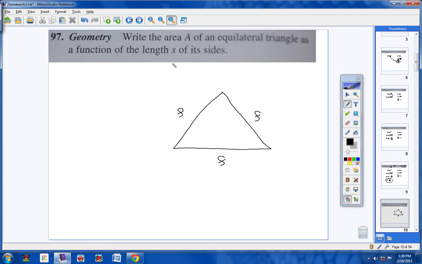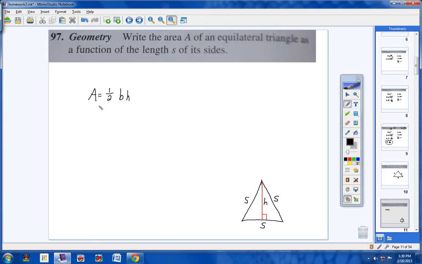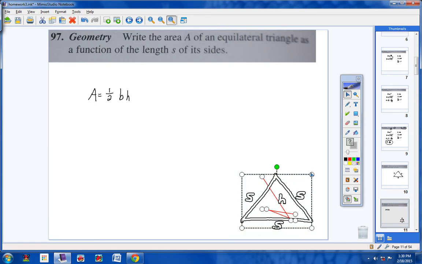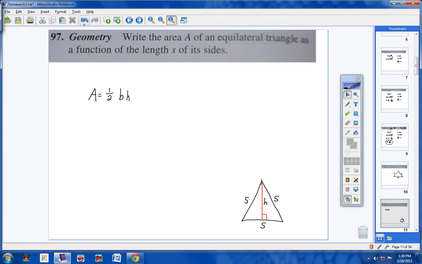Now I've taught you what to do. The first thing you do is write your standard formula for the area of a triangle. So here it is: area equals 1/2 base times the height. Now down here, I went ahead and drew an equilateral triangle so that I could see it. I think I'll make this a little bigger maybe. That's not going to work. There we go.